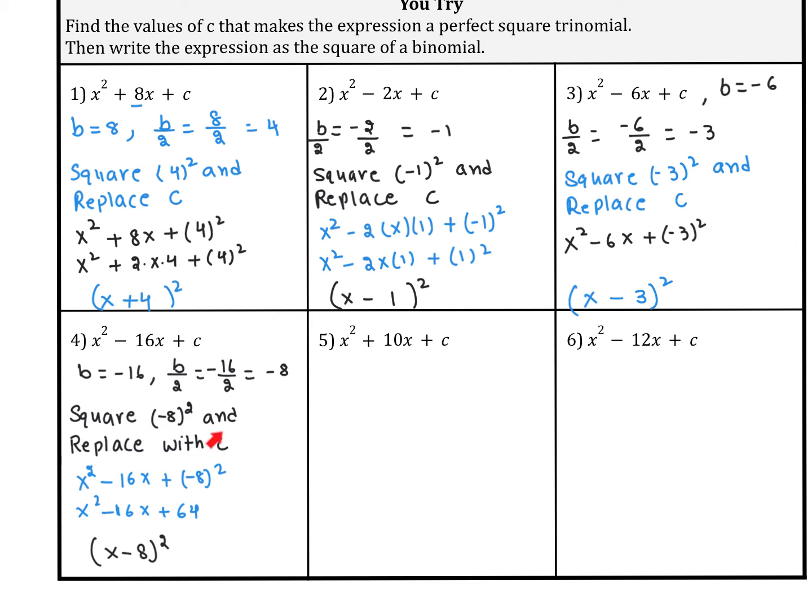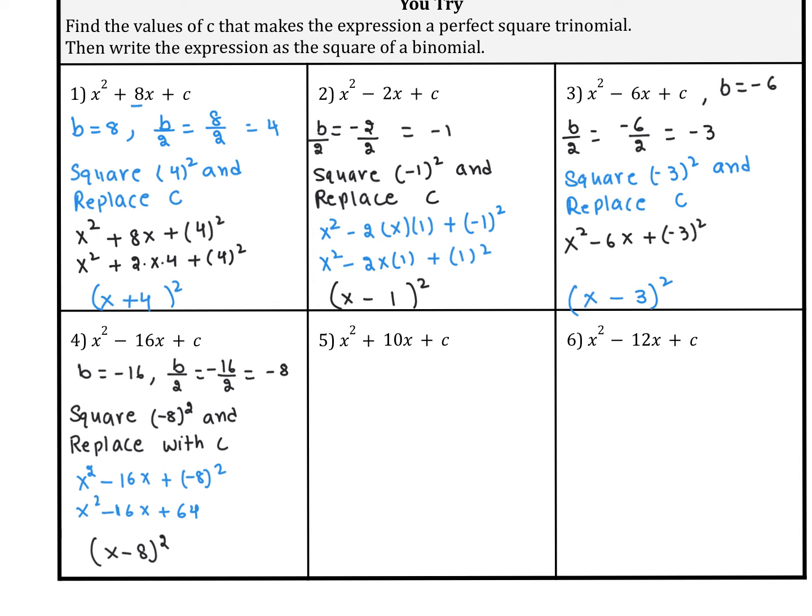And you replace c. So you add here 64, or 8 squared, or negative 8 squared. All are the same. Now you make a perfect square for this expression. You get the x here and the square root of 64, that is 8, here. With the sign of the middle term, you get x minus 8 whole squared.